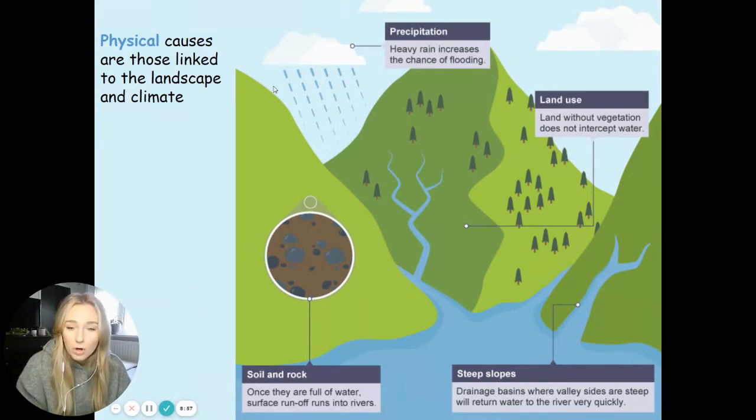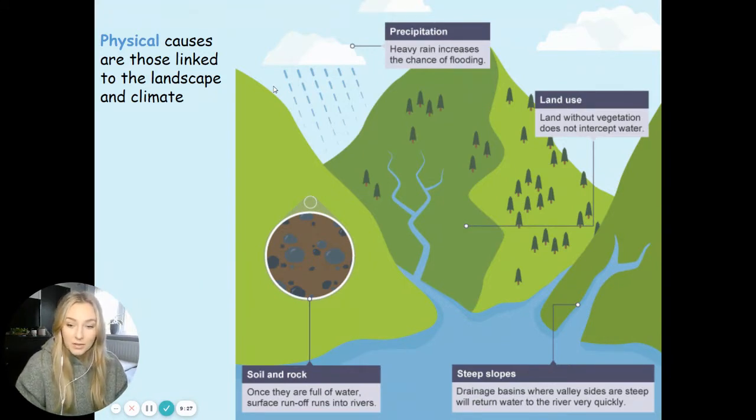So some soils are more impermeable, some rocks and soils can become more easily saturated, they can allow more or less water, and basically it depends on the rock type and the soil type. So it says there, once they're full of water, surface runoff runs into the rivers. And then the last one, bottom right hand corner, steep slopes. So that is essentially the relief of the land.